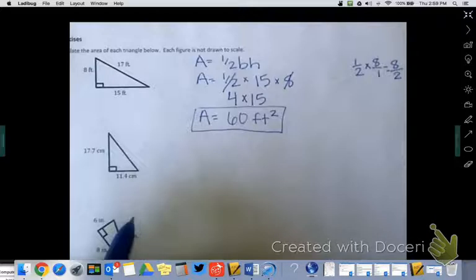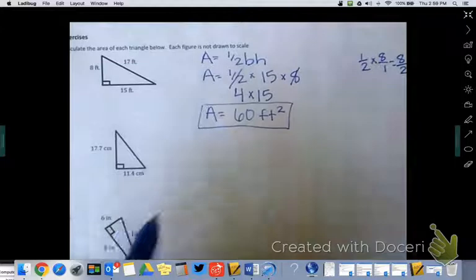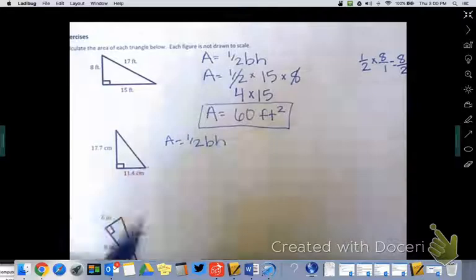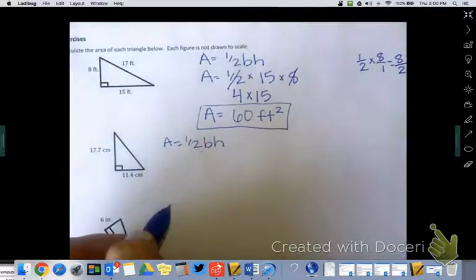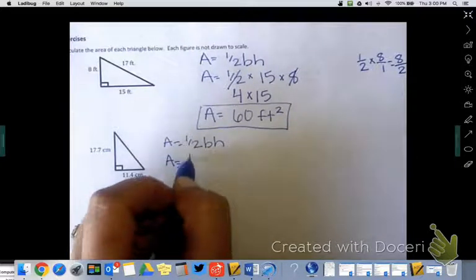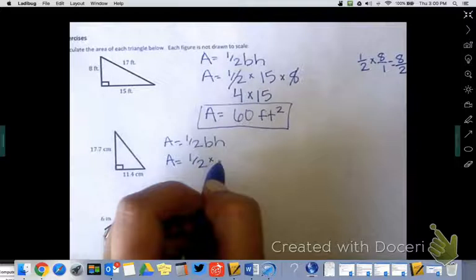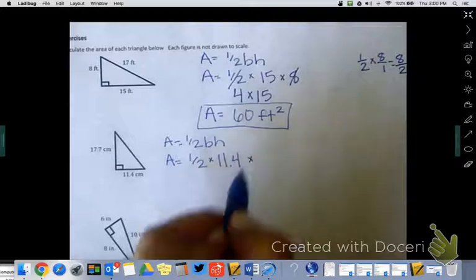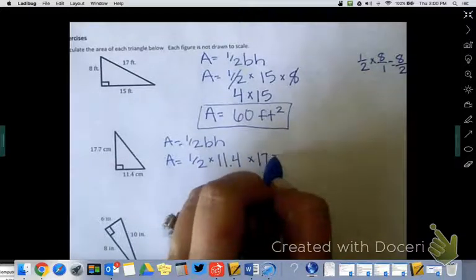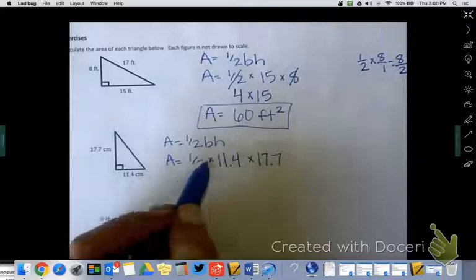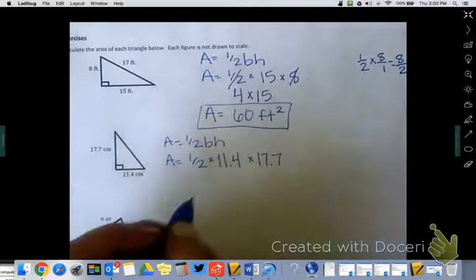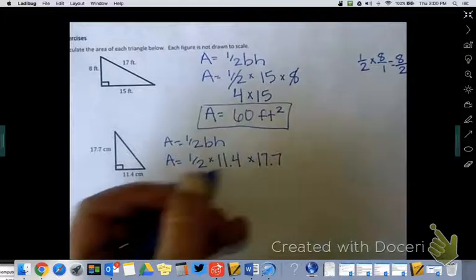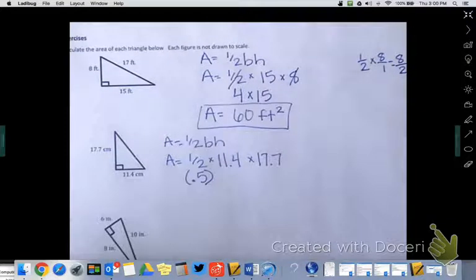Let's take a look at the second example. Start with your formula. Area equals 1/2 times the base times the height. Now plug in your numbers. Area equals 1/2 times 11 4/10 times 17 7/10. What's another way I could write 1/2? Well, couldn't I just do it like this? And now I'm just going to use my calculator to solve this problem.